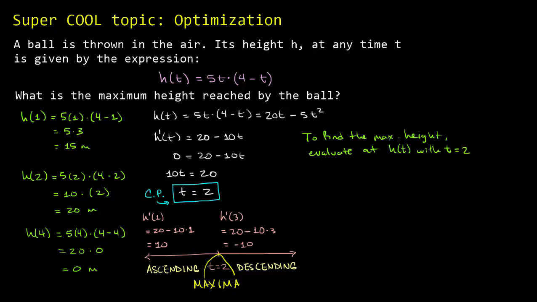Well, let's substitute. The h of 2 will be, and I'm going to actually substitute into the multiplied version, because I think it should be simpler, although this is a simple expression: 20 times 2 minus 5 times 2 squared. So we evaluate: 20 times 2 is 40, minus 5 times 4, so 40 minus 20. This will be equal to 20 meters, which we actually just tried earlier, but that was out of luck in this case.